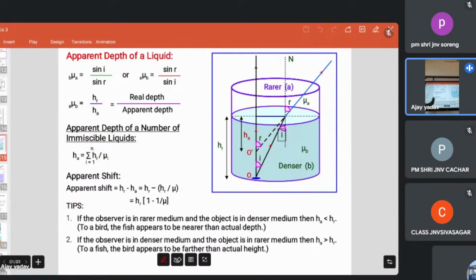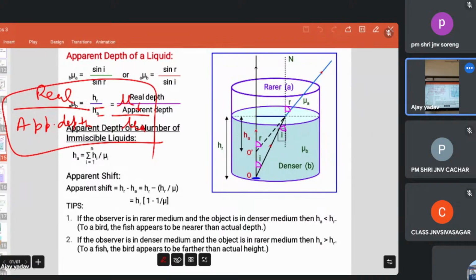You can also remember this formula as apparent depth upon real depth, or as given in the question, real depth upon apparent depth, which is equal to mu B upon mu A. Mu B is the refractive index of the medium from which light is coming, the denser medium here, and mu A is the refractive index of the medium in which light is going, so the rarer medium.